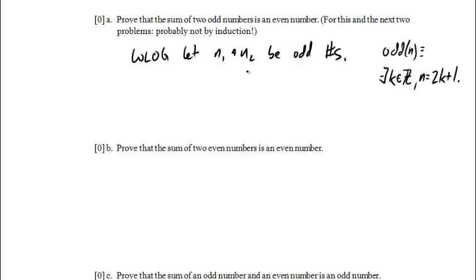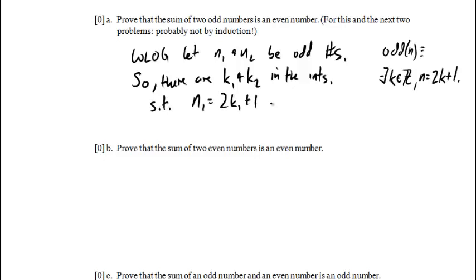If I don't know what n1 is, I can't possibly say, well, I'm going to choose k to be 3, because in that case I know n1 is actually 2 times 3 is 6, plus 1 is 7, so I know n1 is 7 all of a sudden, but I was supposed to be doing this proof without loss of generality. So I can't just choose my k1, I can't just choose my k2, but I know they exist. So I can say, there are k1 and k2 in the integers, such that n1 equals 2k1 plus 1, and n2 equals 2k2 plus 1.